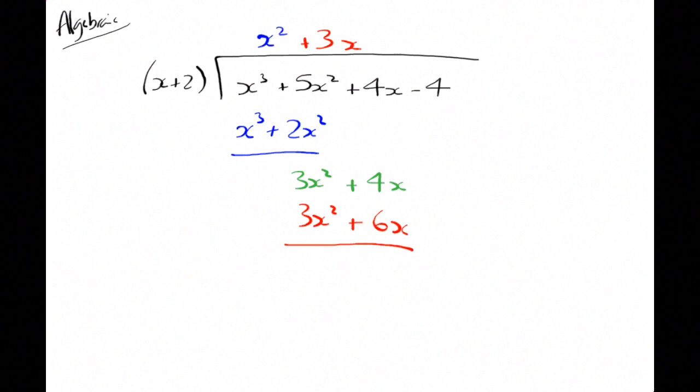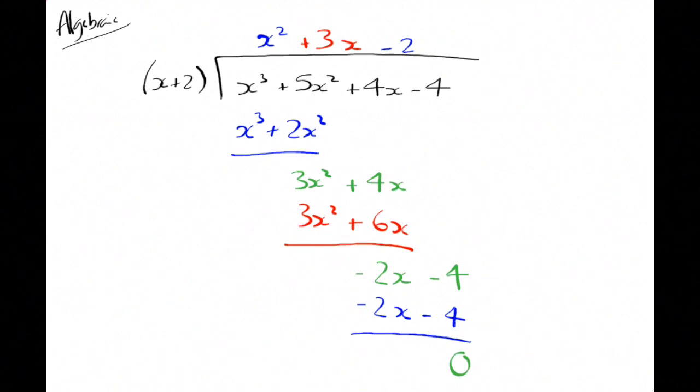Same as we did before, we're going to take them away. 3x squared minus 3x squared goes away, that's the whole point. 4x take away 6x is minus 2x. Like we did before, bring down the minus 4. How many x plus 2's go into minus 2x minus 4? Well, it's minus 2. So minus 2 times x plus 2 gives us minus 2x minus 4. They're exactly the same, so there's no remainder there, so that's a perfect factorisation.